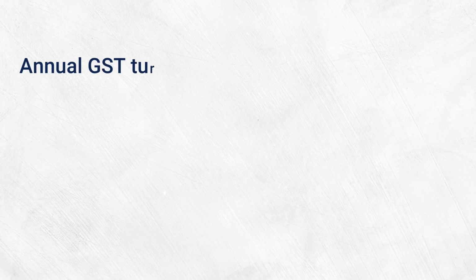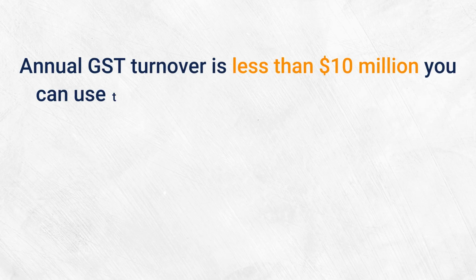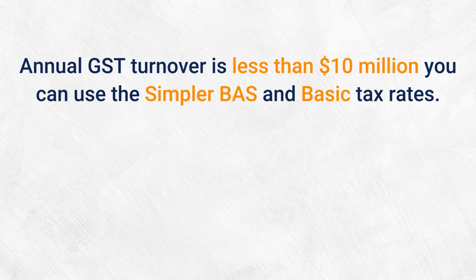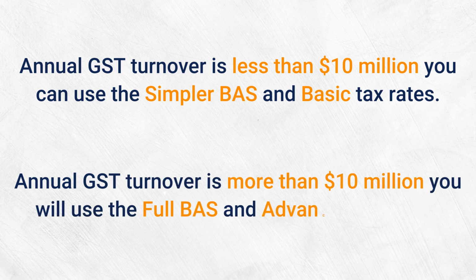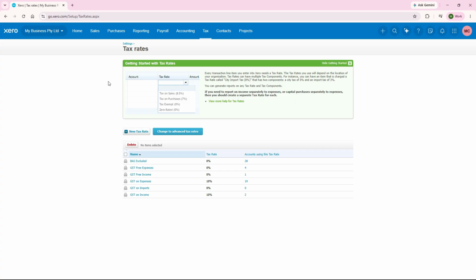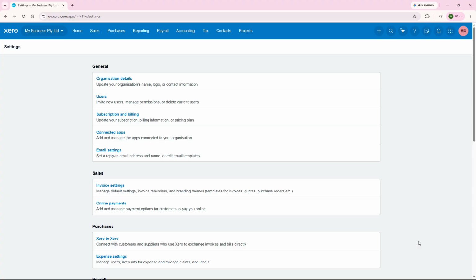So how do you know which tax rates you need? If your annual GST turnover is less than $10 million, you can usually use the simpler BAS, which means you can use the basic tax rates in Xero. If your annual GST turnover is more than $10 million, you'll use the full BAS, which means you'll need to switch to the advanced rates. This is just a basic guide, however, so it's best to check with your tax accountant or the ATO if you're not sure. Once you've selected the right tax rates for your business, you can go back to settings.